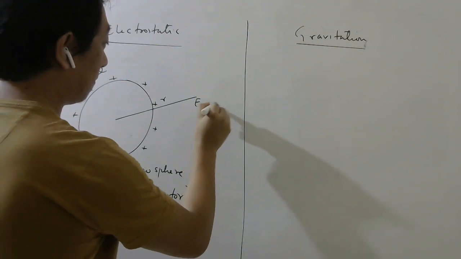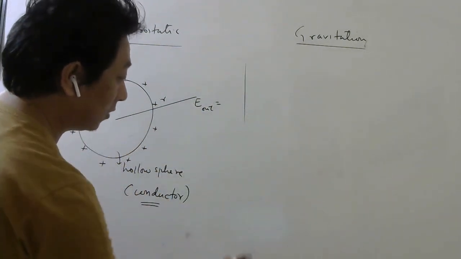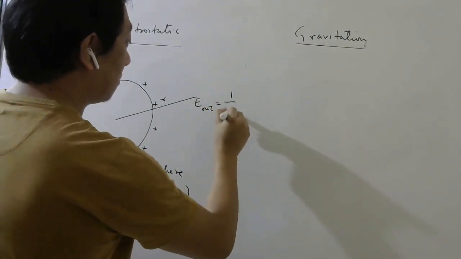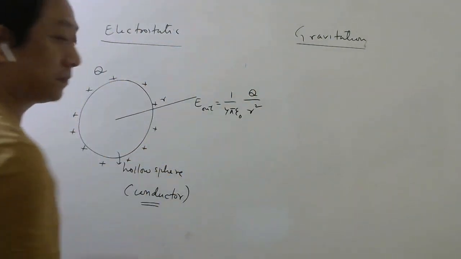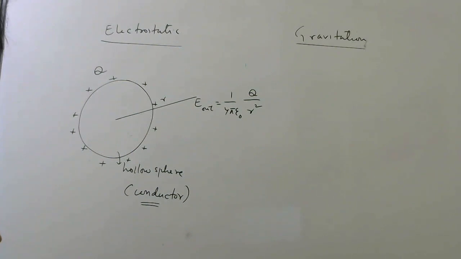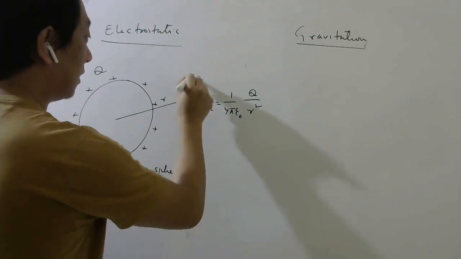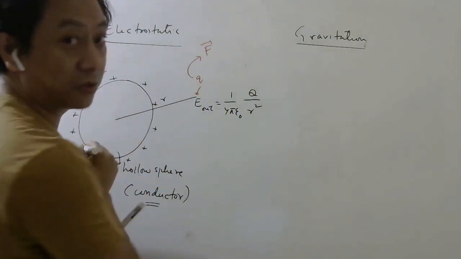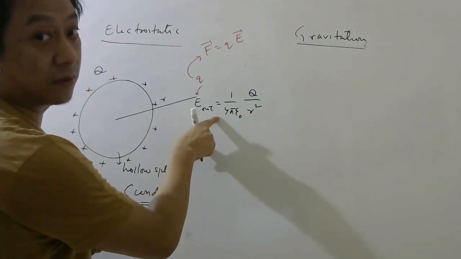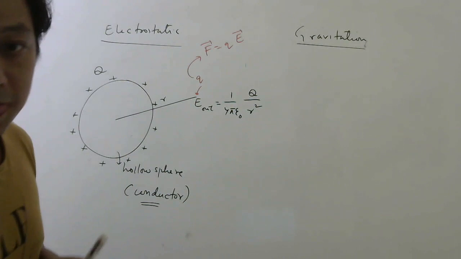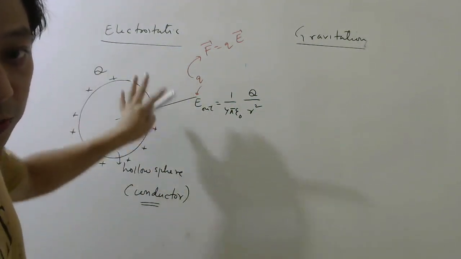Electric field outside. If you remember, the formula for electric field outside, which we derived using Gauss law, was 1 by 4 pi epsilon naught, the source charge divided by r square. If I put any charge Q here, that charge will feel an electrostatic force given by Q into E, which is this E outside, because it is outside the sphere. But even if you don't keep any charge here, this source charge will still produce an electric field.